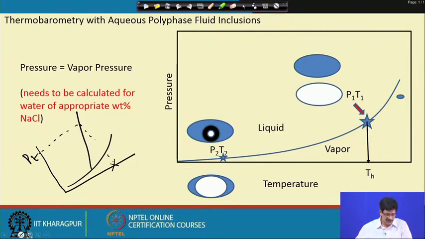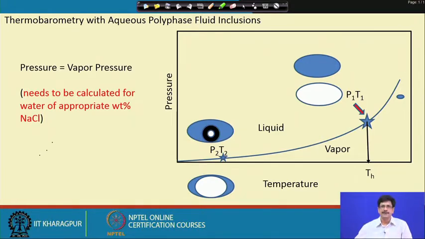So, this is essentially the exercise which we call thermobarometry in fluid inclusions. Now, on this diagram we will try to see whether such a thermobarometry exercise can be done in such a way that we will not need any pressure correction.